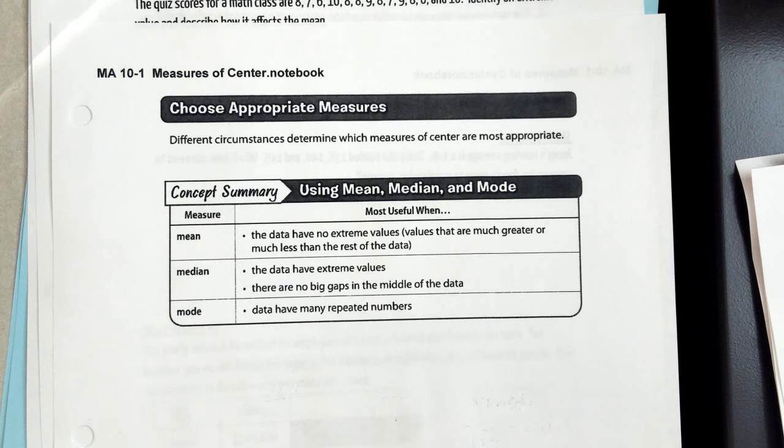The mode is when we have data that repeats numbers quite frequently. If we have a number that's repeated maybe 6 times and there's only 10 numbers, that would obviously be a very good representation for the center there. Okay? So again, look for extreme values and if numbers repeat.